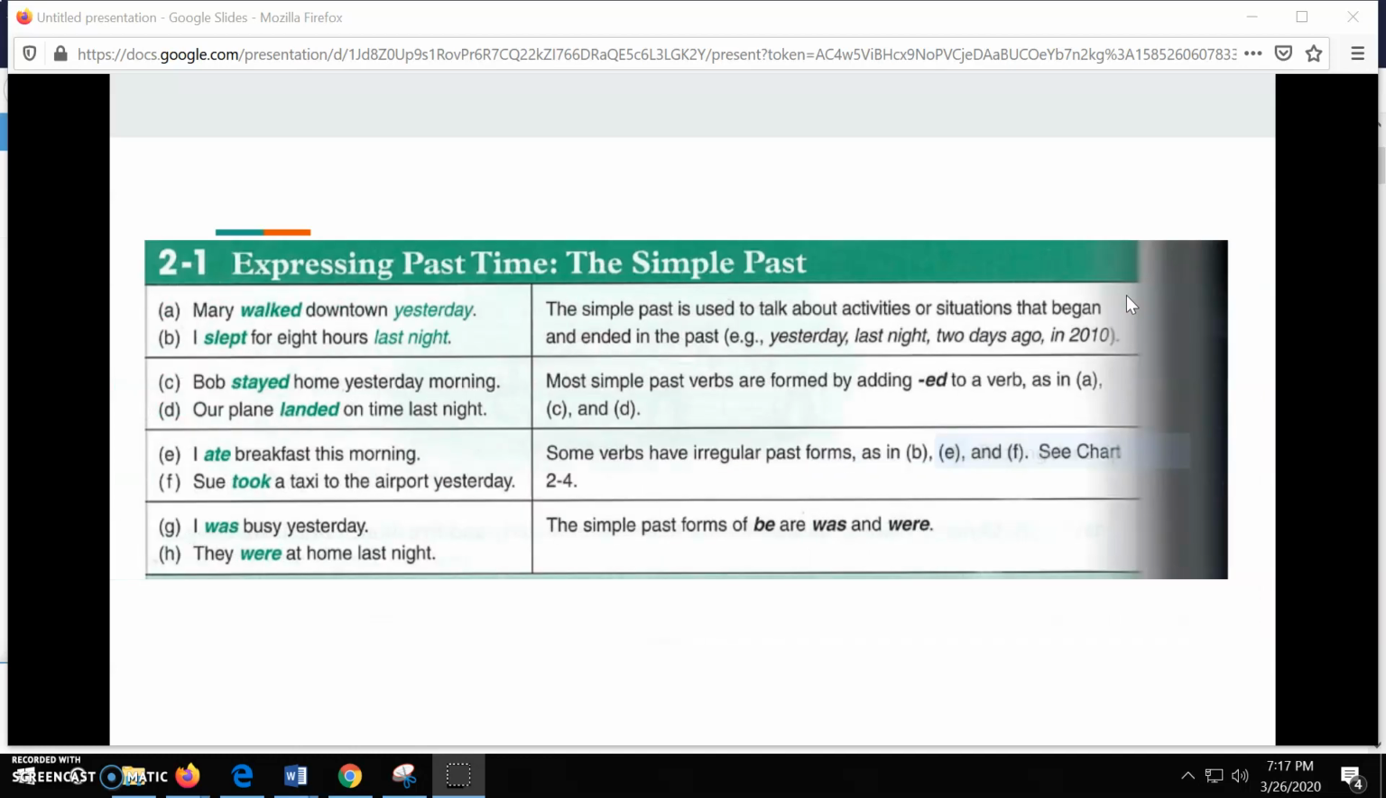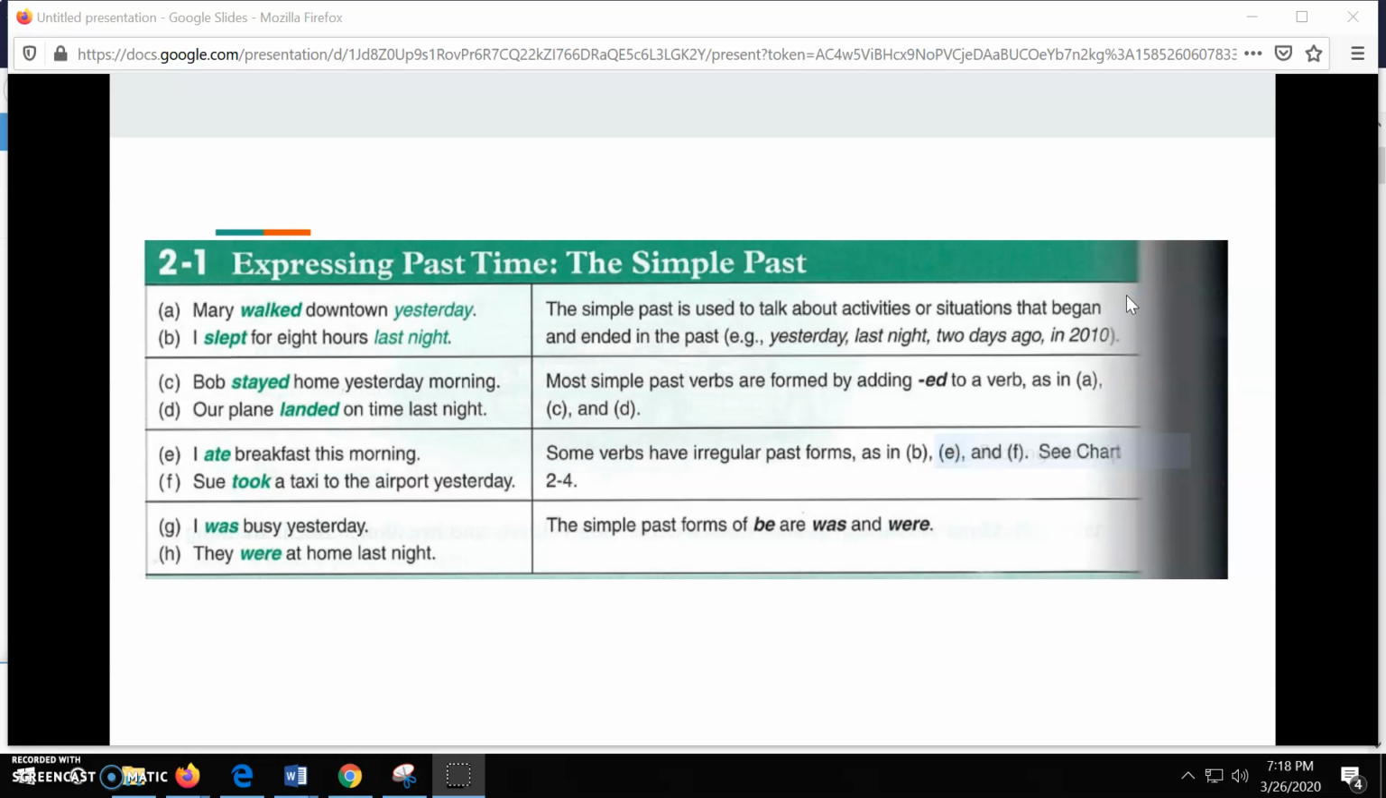Okay. So the simple past tense is used when something happened in the past at a specified time and it's a completed, finished action. So it's about activities and situations that began and ended in the past. When I say specified time, I mean time phrases like yesterday, last night, 2 days ago, or in 2010, for example. So example A, Mary walked downtown yesterday. B, I slept for 8 hours last night.